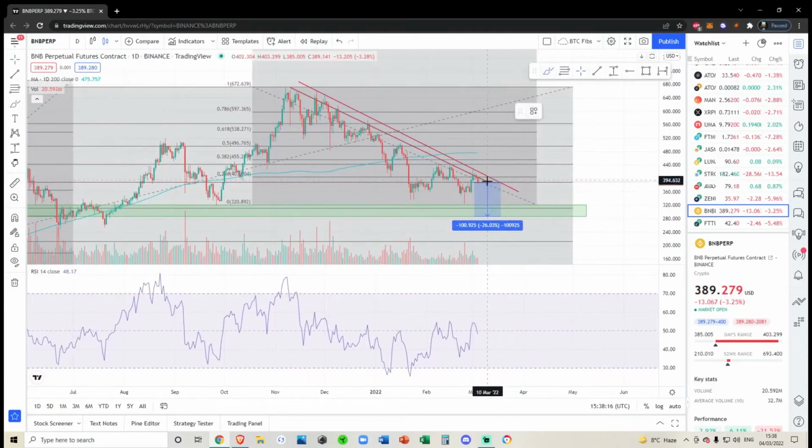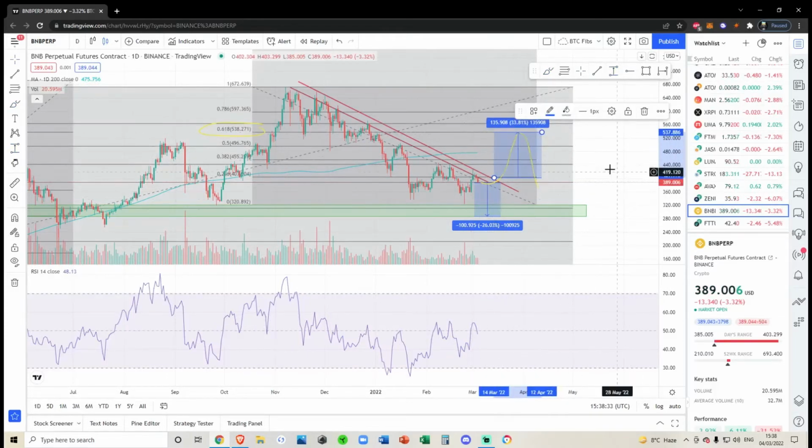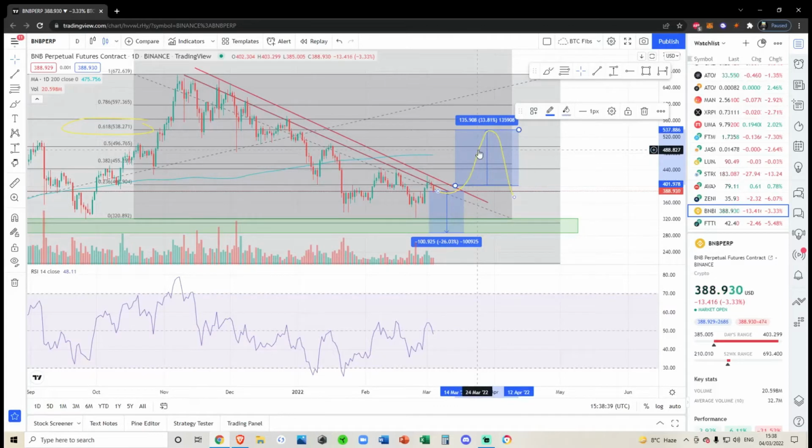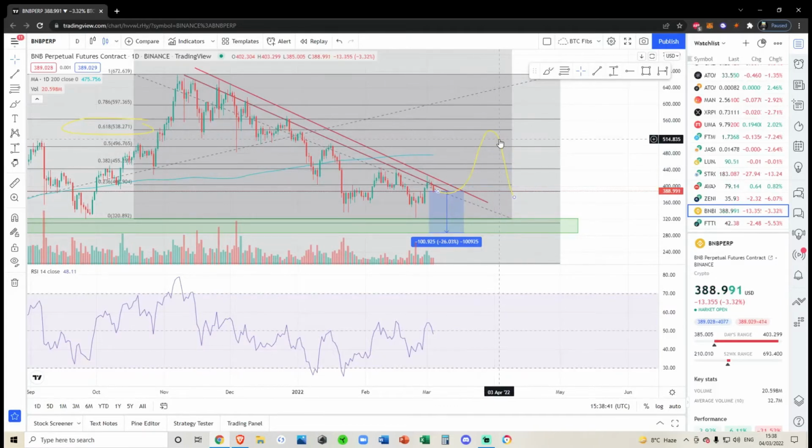Technically speaking, if we did break out of this, we could potentially see a retest of the 618 here at 536. You can see that here. From the breakout, that would be a nice trade. Let's say we broke out here, Bitcoin started pumping and all the altcoins started pumping. I could see this coming to fruition. This would be a 34% trade pretty much. So, that would be very nice.